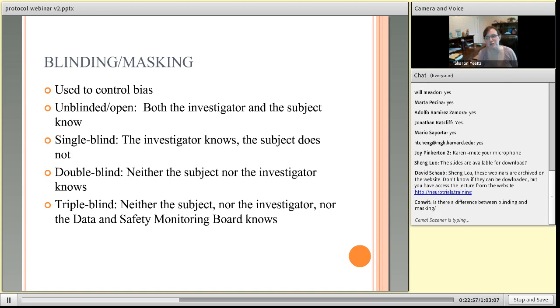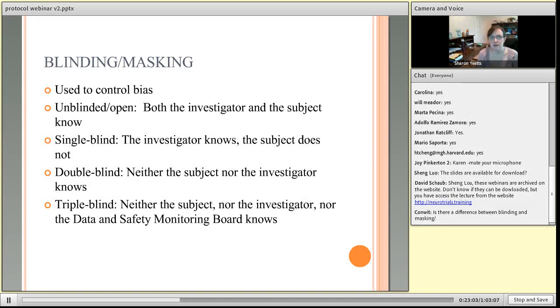Sorry, Robin just asked if there's a difference between blinding and masking. So I'm using the terms interchangeably here. The idea, again, is that you want to keep either the patient or the investigator, ideally both, unaware or blinded to or masked from the treatment that they're receiving.